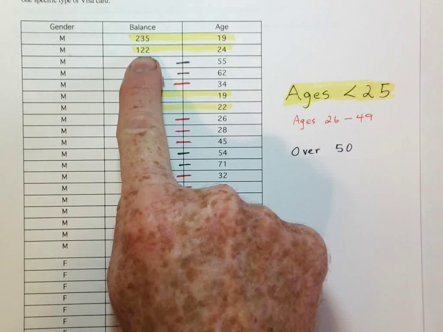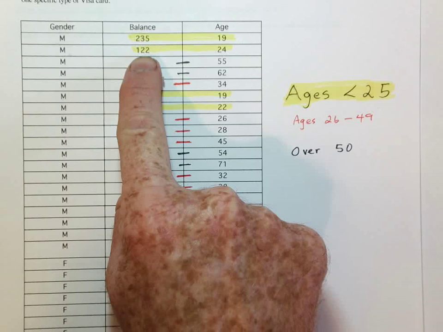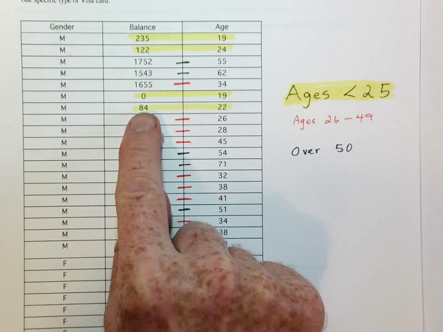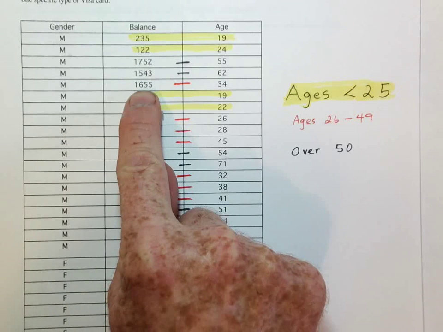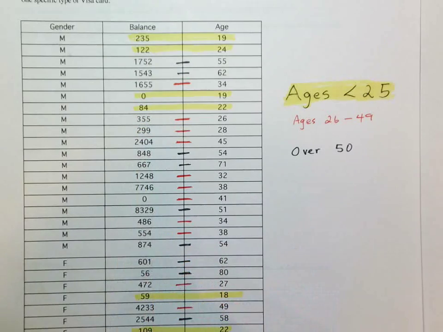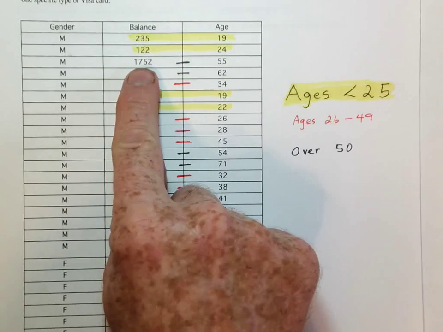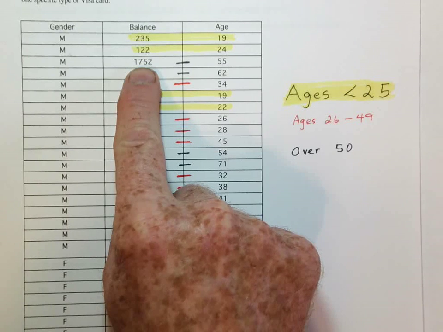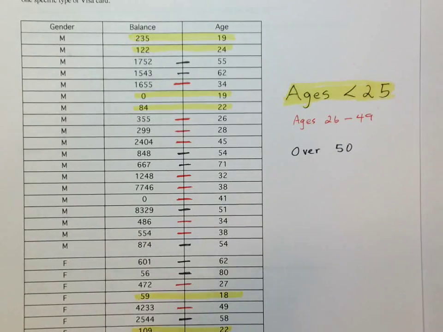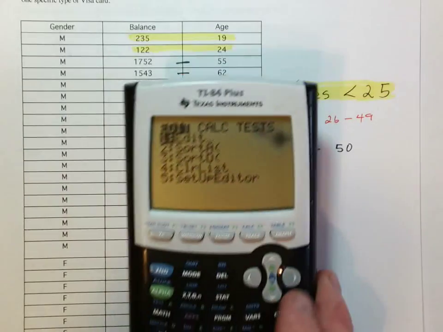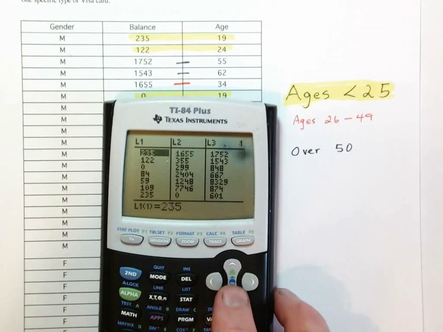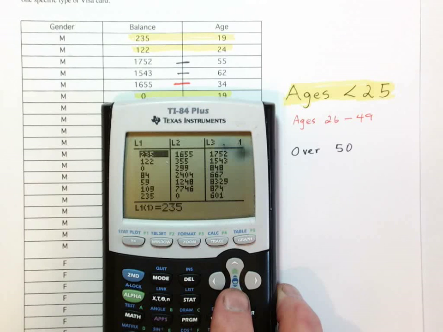Into one list would go these yellow balances: 235, 122, 0, 84, etc. Into a second list would go these red balances: 1655, 355, etc. And then finally in a third list would go the balances for those highlighted in black: 1752, 1543, etc. And again, to save time, I already typed these into the calculator. So this is the list of balances for the younger people.